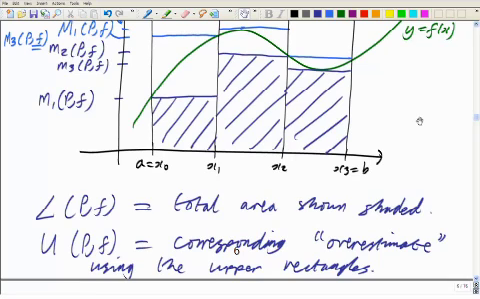P is a partition, F is a function. To every function and to every partition, you get a corresponding lower Riemann sum and upper Riemann sum. But you can't allow unbounded functions because otherwise these things can go infinite, and we can't work with infinity.